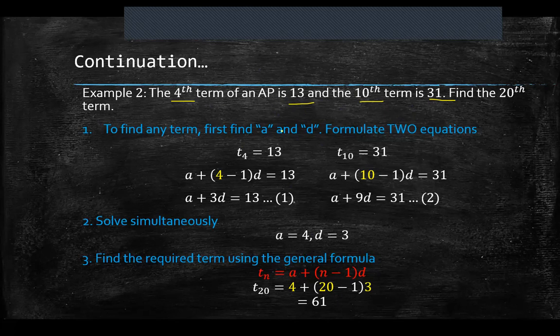They told me the 4th term is 13, so that means T4 is equal to 13. The 10th term is 31, so T10 is equal to 31. I can make 2 equations using this. From the general formula, Tn is equal to a plus n minus 1 by d. T of 4 is the same as saying a plus 4 minus 1 by d, and they told me this is equal to 13. T10 is a plus 10 minus 1 by d, which is equal to 31. Do you understand that?